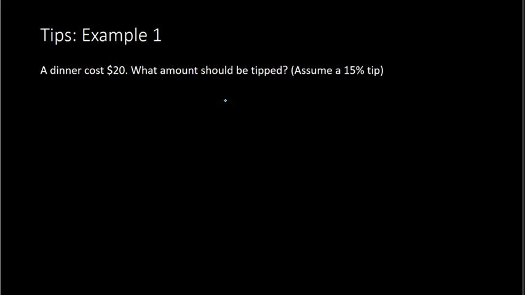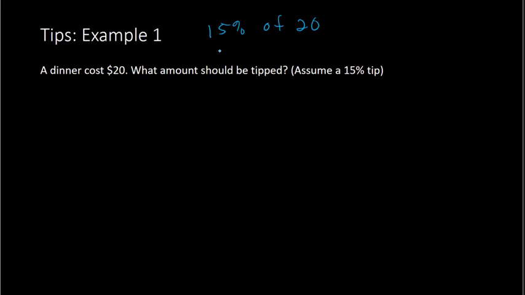So currently, the tip rate is typically a 15% rate, meaning that after the meal, an individual would put on the table 15% of $20, and that is an additional fee. So you pay the fee of $20 for the meal, but in addition to that, you will tip the waiter or waitress. So the question comes down to, what is 15% of $20?